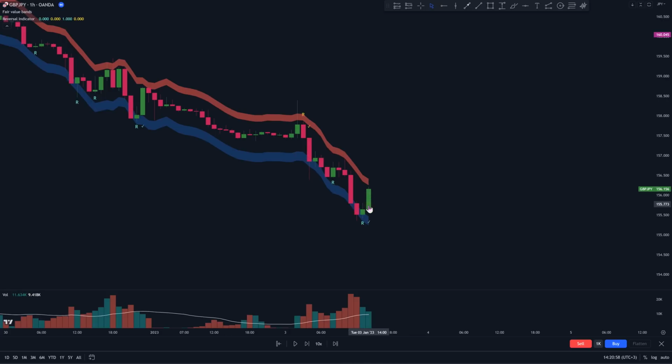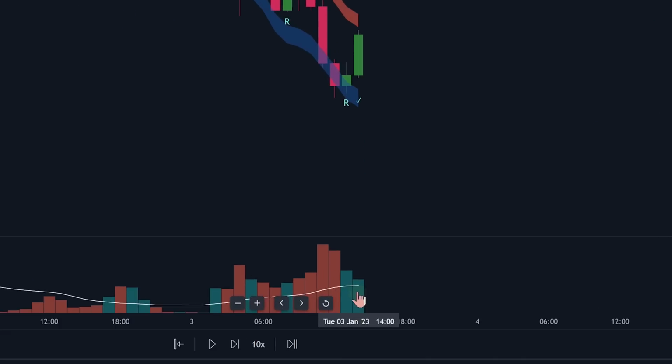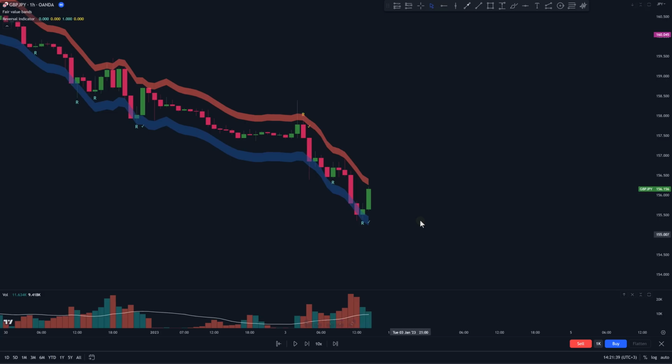This becomes our entry signal candle. Last but not least, we want to confirm that this entry candle has enough bullish volume to push the price all the way to take profit. For that, just make sure that this last bar of the volume indicator is colored green, and it should also be above this white moving average. All our entry conditions are met on this candle, so we're gonna enter a long trade.